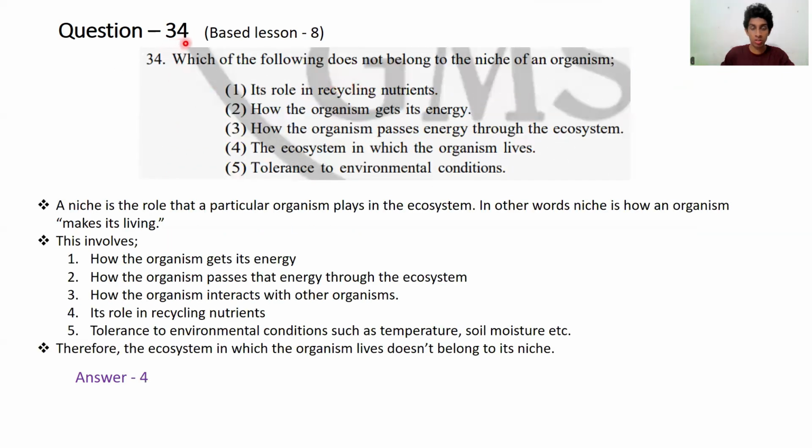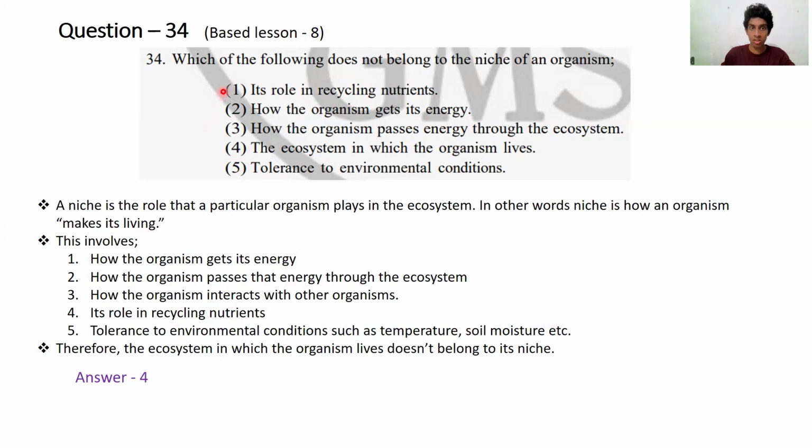Question number 34. It is based on the 8th lesson. Which of the following does not belong to the niche of an organism? So what is called the niche of an organism? A niche is the role that a particular organism plays in the ecosystem. In other words, niche is how an organism makes its living. This involves how the organism gets its energy, how the organism passes that energy through the ecosystem, how the organism interacts with other organisms, its role in recycling nutrients, and tolerance to environmental conditions such as temperature, soil moisture, etc.